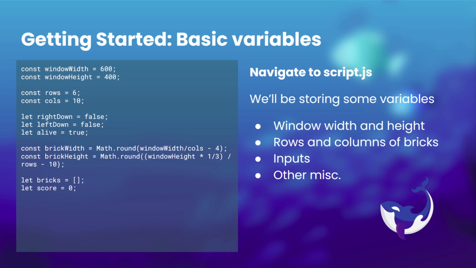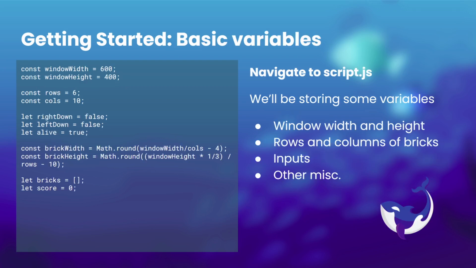And then finally, we have 2 variables here, bricks, which is an array. An array essentially stores a collection of items. And so in this case, bricks will store the collection of all of the bricks that exist in our game. And then score, which just stores a single integer that holds all of the points that we obtain throughout the game.